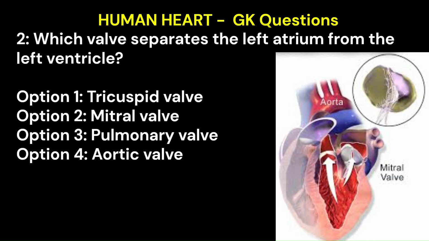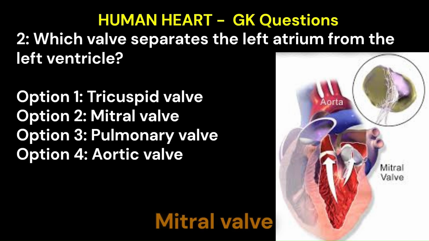Question number 2. Which valve separates the left atrium from the left ventricle? The options are Option 1, tricuspid valve; Option 2, mitral valve; Option 3, pulmonary valve; Option 4, aortic valve. The correct answer is mitral valve.